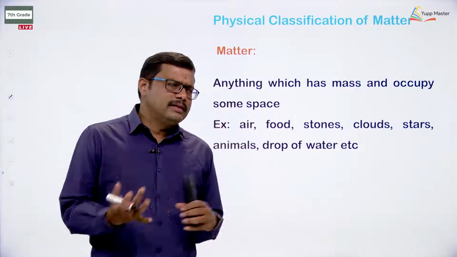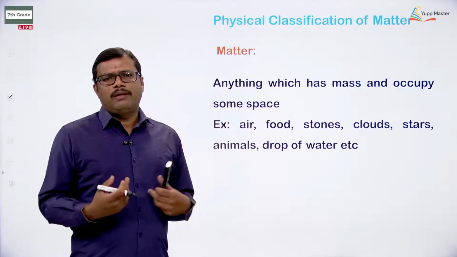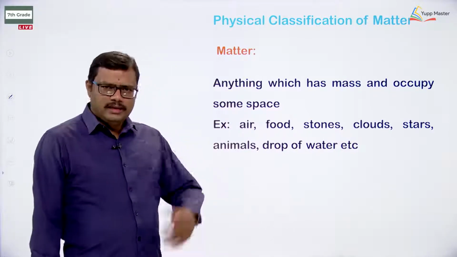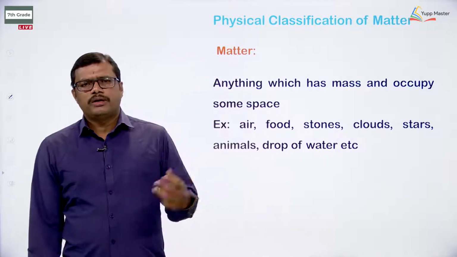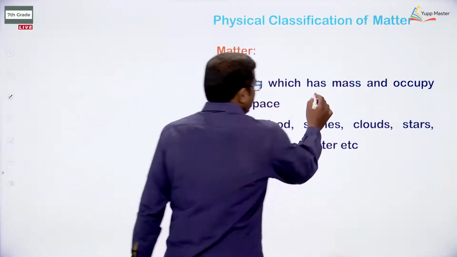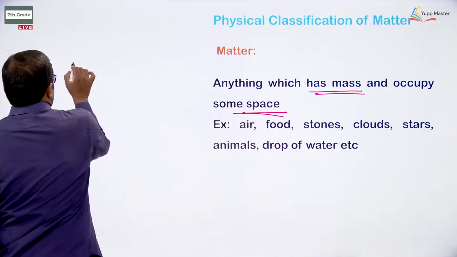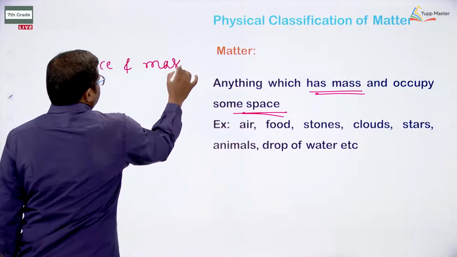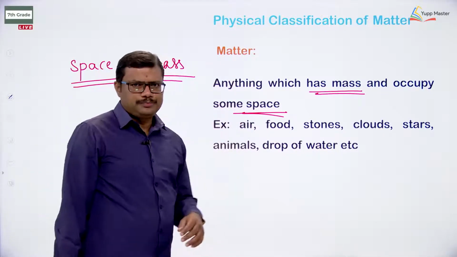What is matter? We know that matter is anything which has mass and occupies some space. For example, I am matter, I have some mass and I occupy some space. Similarly, you are also matter, you occupy some space and you possess some weight, that is mass. Anything which has mass and occupies some space is considered matter.